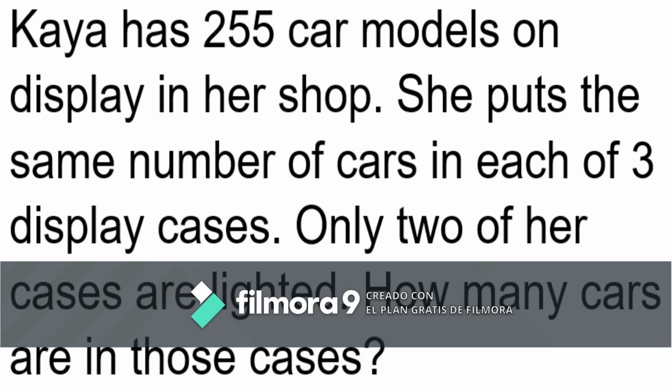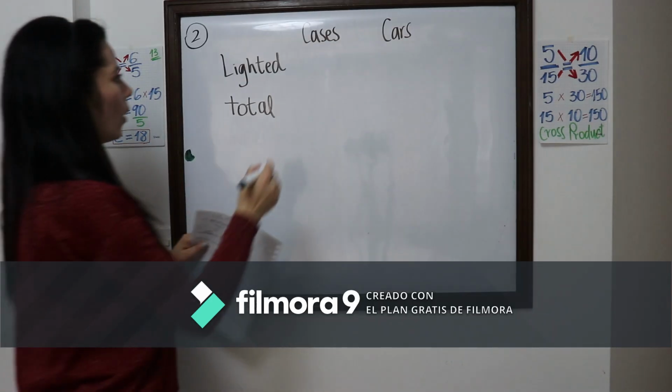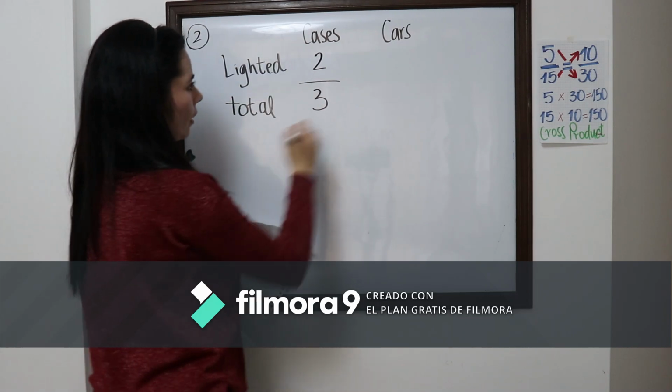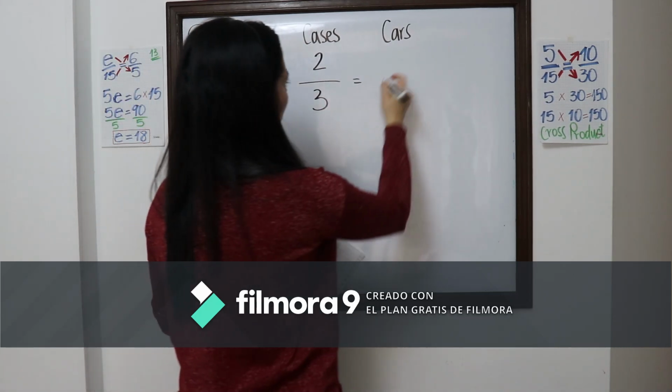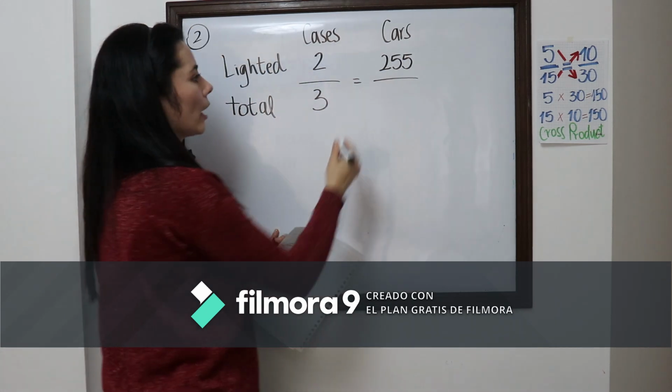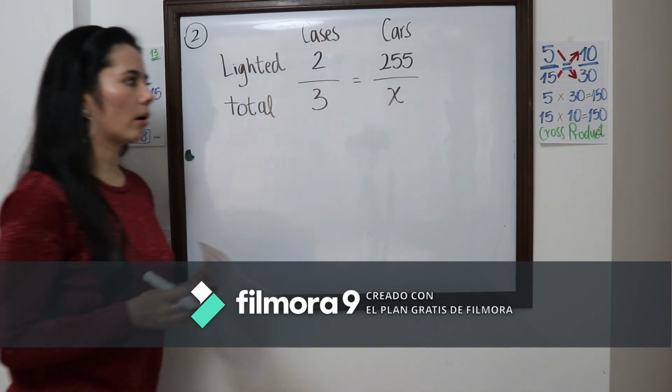Now let's go ahead and work on number 2. Problem number 2 is Kaya has 255 car models on display in her shop. She puts the same number of cars in each of 3 display cases, and only 2 of her cases are lighted. How many cars are in those cases? So here we have 2 cases out of the total 3 cases are lighted. And then in terms of cars, we have 255 cars. And we actually need to find how many cars correspond.